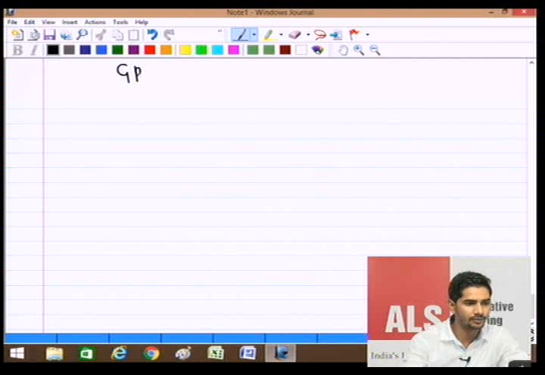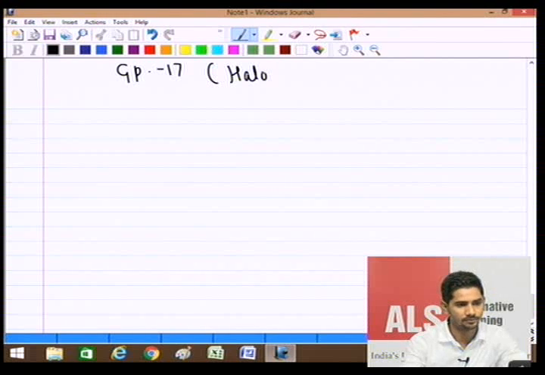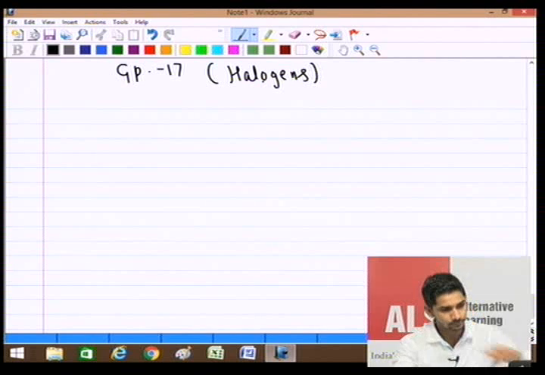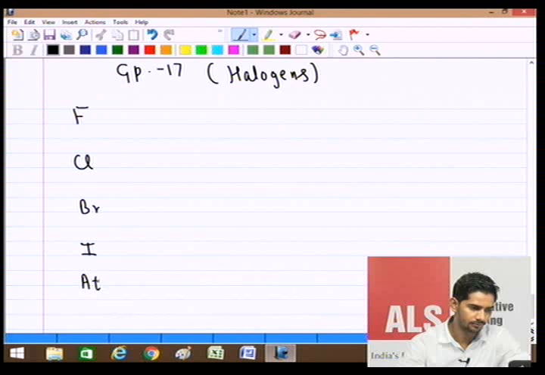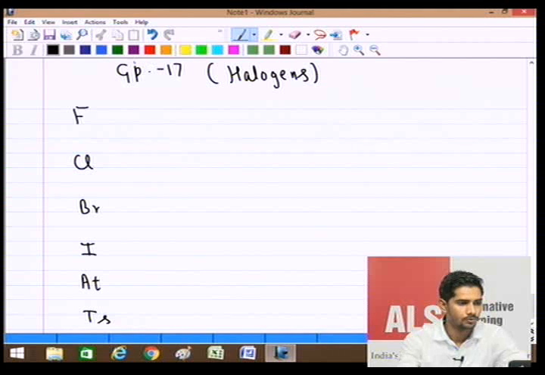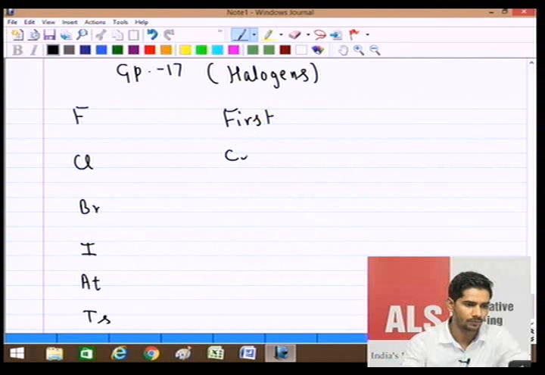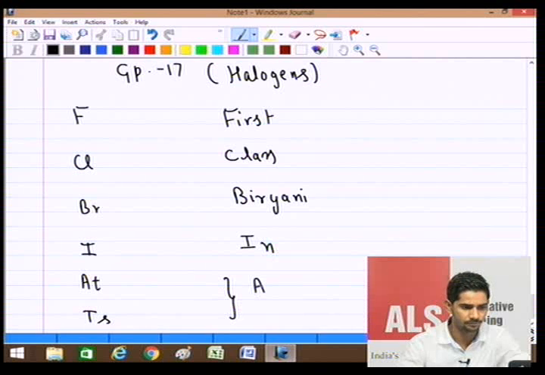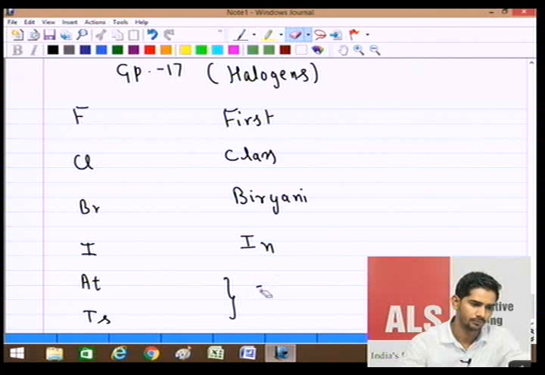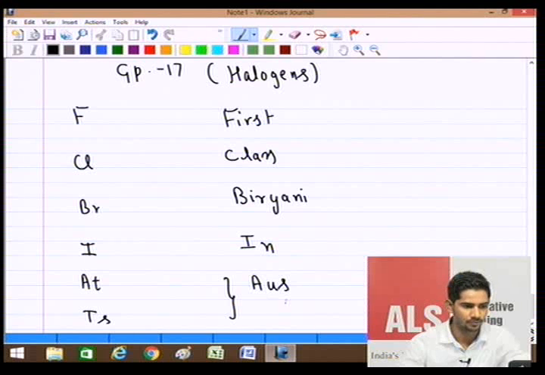Now, let's start with the group 17. Halogens. So, halogens are fluorine, chlorine, bromine, iodine, astatine, and then tennessine, TS, newly discovered element. Okay. So you can remember this one as first class biryani in Austria. In Austria.